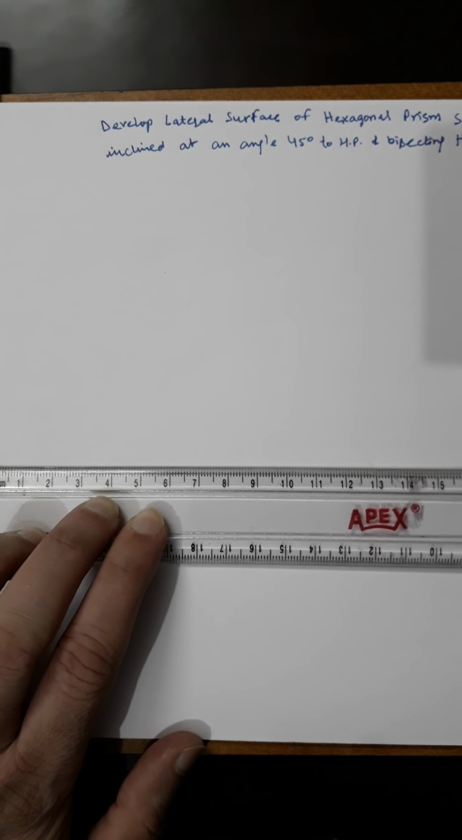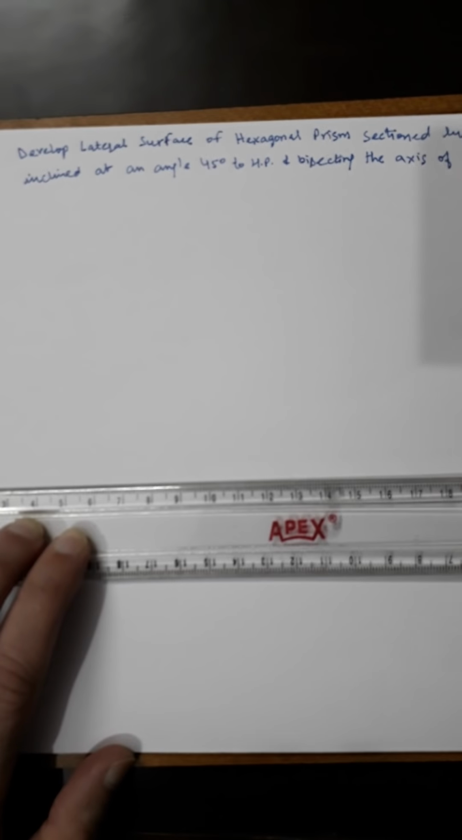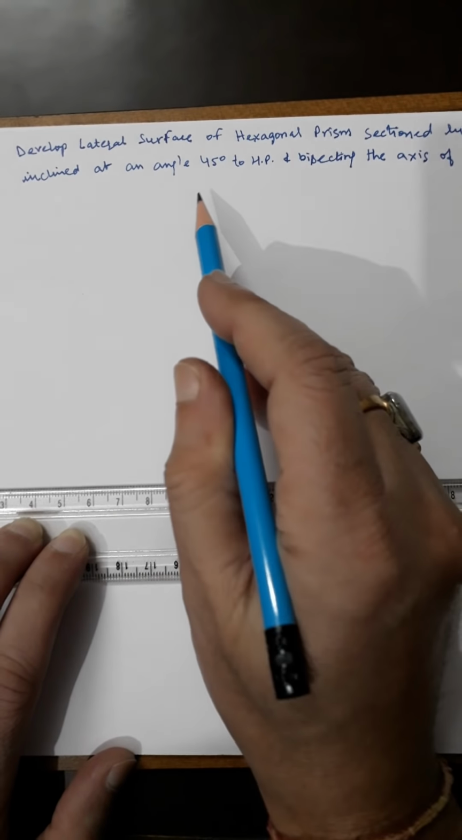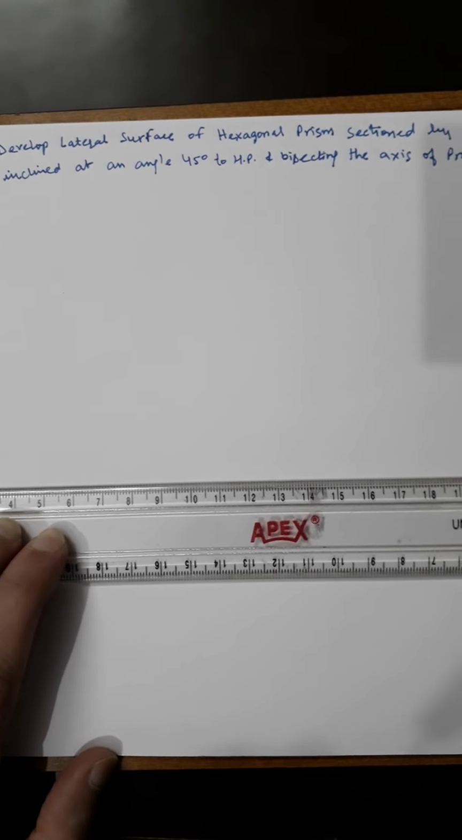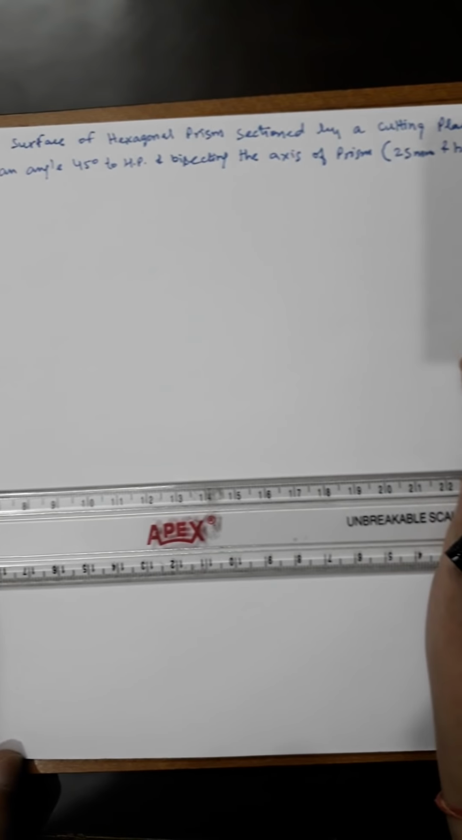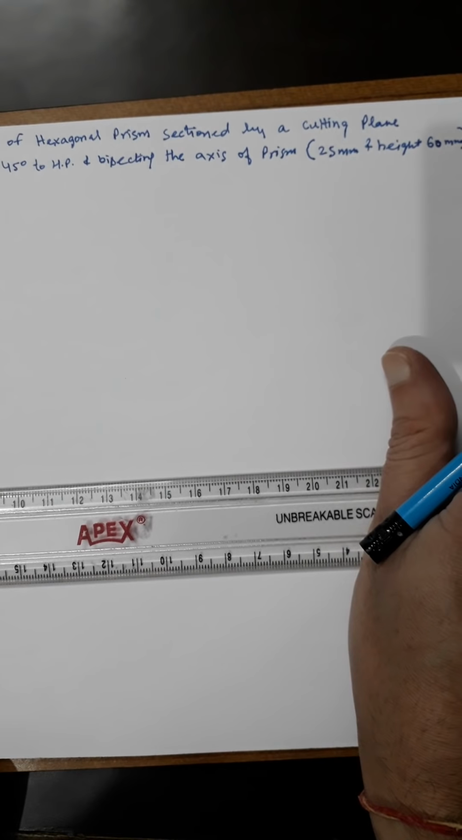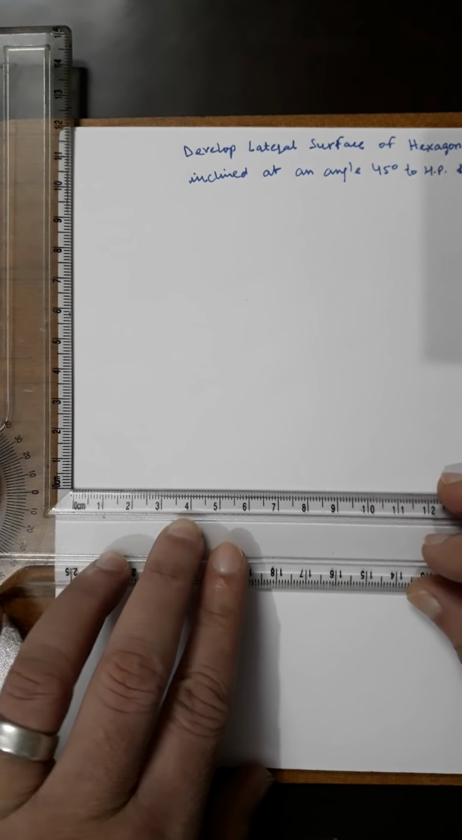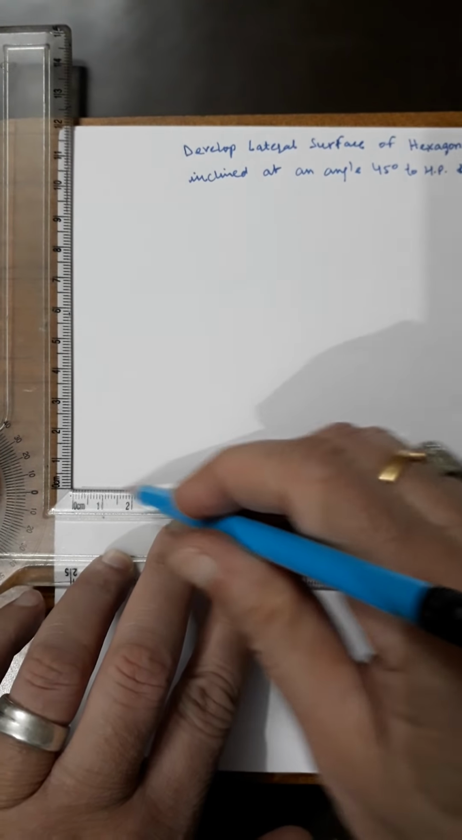Students, in this video I will discuss how to develop the lateral surface of the hexagonal prism sectioned by a cutting plane inclined at an angle of 45 degrees to HP and bisecting the axis. Prism size is 25 mm, height is 60. So as usual I will first draw the XY line, the reference line.